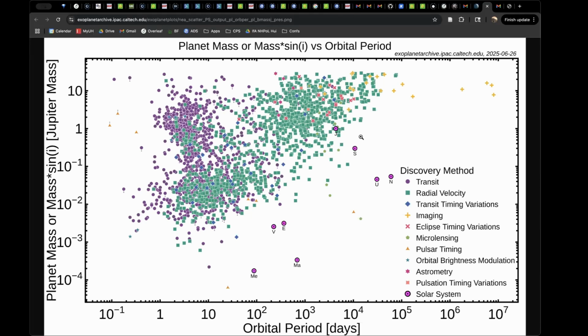And yeah, that's kind of that. You'll notice that also we have no discovered exoplanets that are exactly like the ones in our solar system. So these bright pink points are our solar system planets.